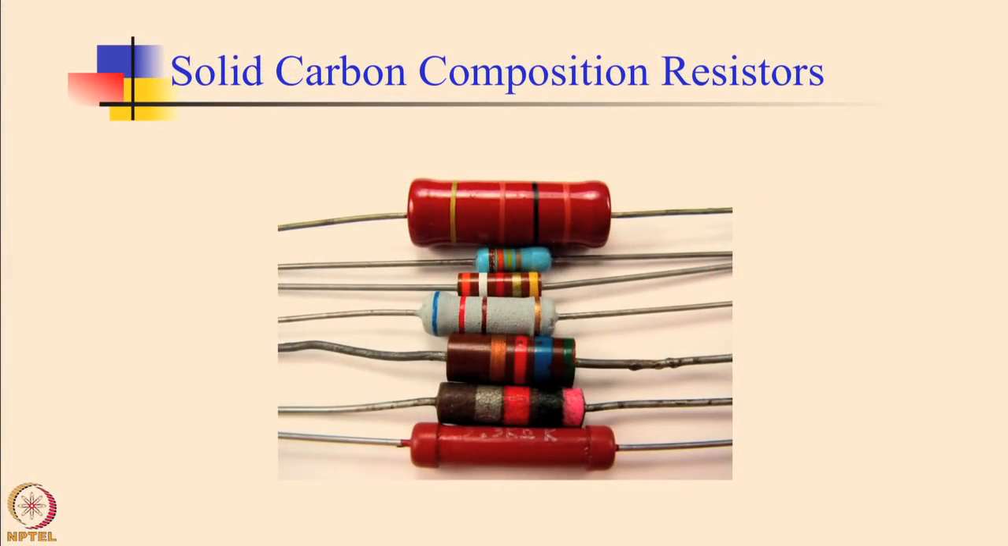So these are the solid carbon composition resistors I mentioned, which are made with a mixture of ceramic and carbon, and the ratio of the carbon and the ceramic decides the resistance value. You can see the colored bands, okay, and these color bands are as per a code which can be decoded, and they represent the value of the resistance of each of these resistors. There are golden and silver bands which tell whether these are 5% or 10% tolerant resistors.